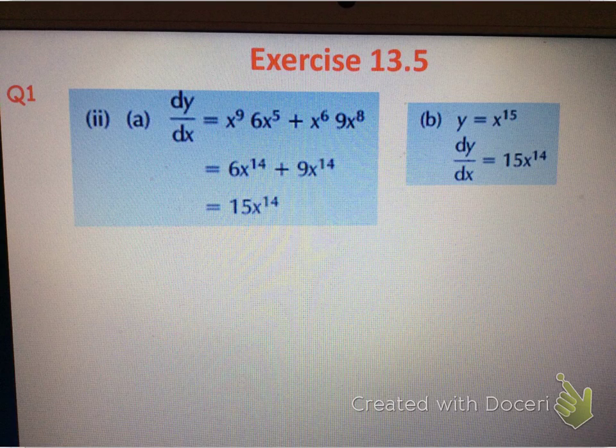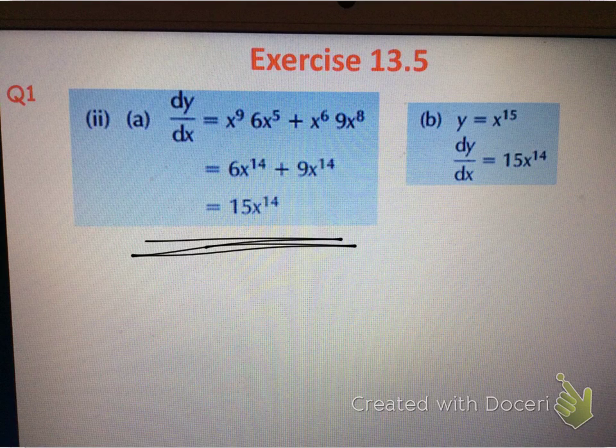So for question 1, part 2, we are going to use the product rule first. So again, it's going to be your u by your v. So u was x to the power of 9, v is going to be x to the power of 6. So there's u by dv dx, which works out to be 6x to the power of 5, plus v by du dx. Tidy it up and watch your rules of indices for the powers of x. You should get 15x to the power of 14.